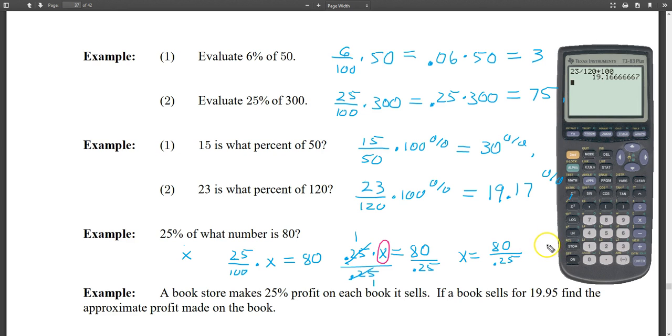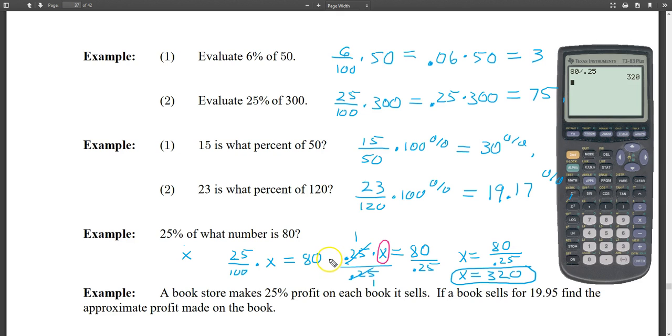Let's evaluate that on our calculator. So 80 divided by 0.25, and we get 320. So x equals 320. And that's our answer. So 25% of 320 is 80.